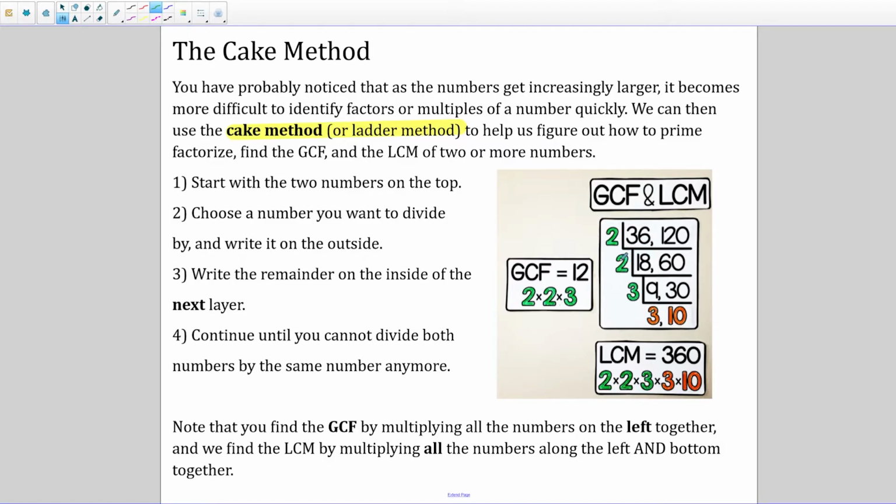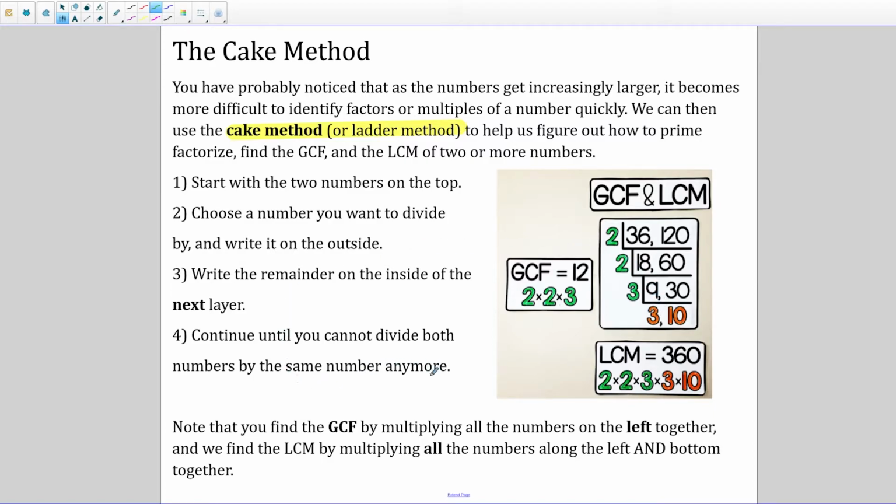For the next layer, we've also divided by 2, so 18 divided by 2 gives us 9, and 60 divided by 2 gives us 30. I can do it one more time by dividing 9 and 30 by 3 to give us 3 and 10. We have to stop once we notice that we can no longer divide these numbers by the same number.